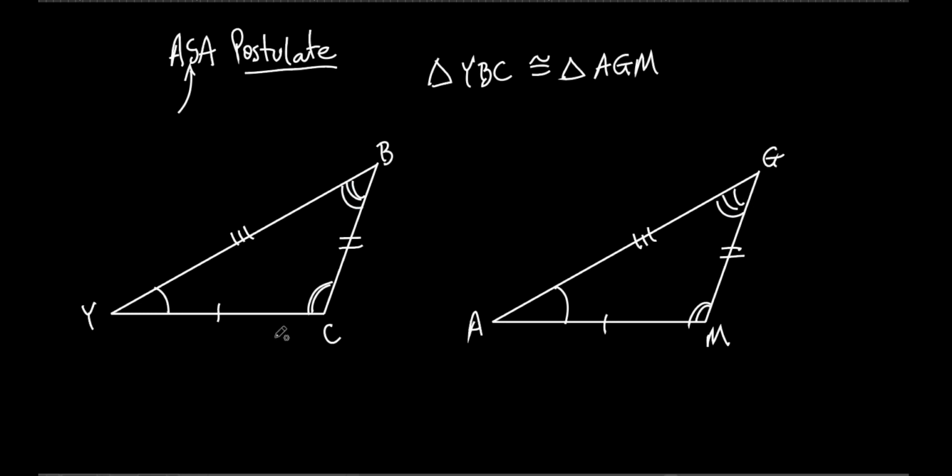So angle, side, angle. That's all you needed to know. You didn't have to know all six of them. All you needed to know is three of them. And that was it.